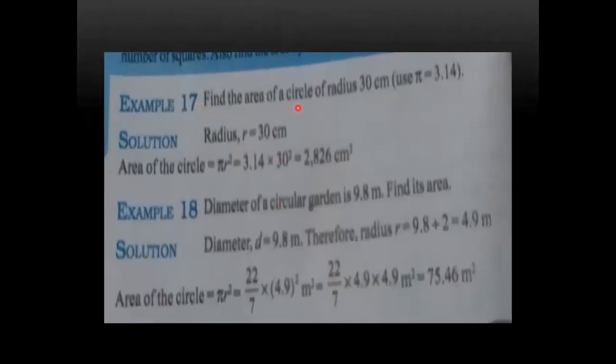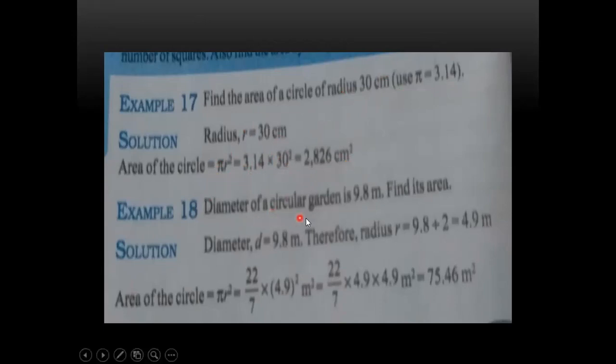See the example. Find the area of a circle of radius 30 centimeter. Use pi equals 3.14. So the area of a circle formula we know is pi r square. Here r is given as 30 centimeter. So the pi value is 3.14 and r value is 30 square. 30 square is 30 into 30. So 3.14 into 30 into 30. We will get 2826 centimeter square.